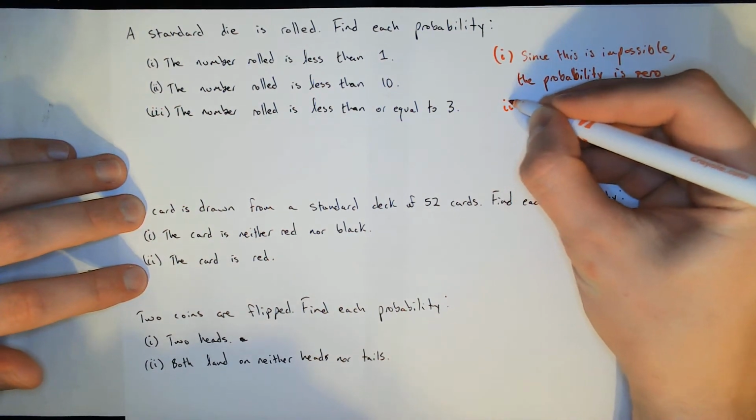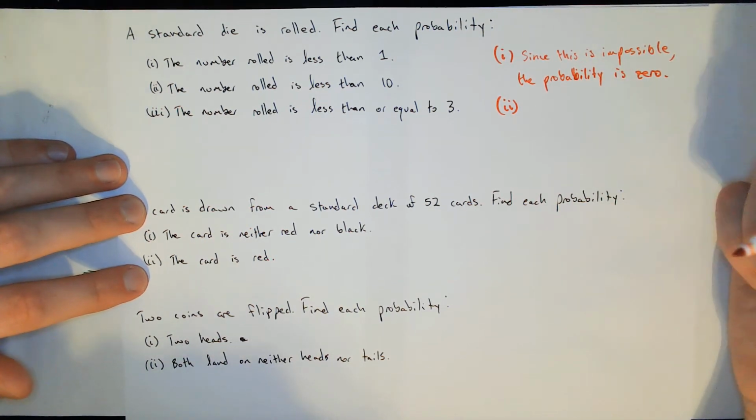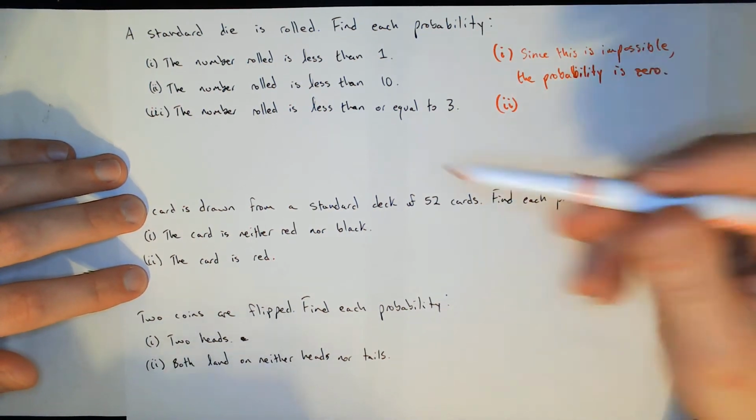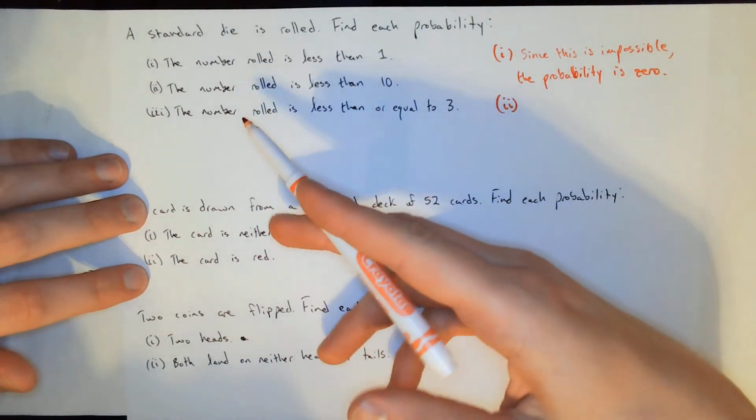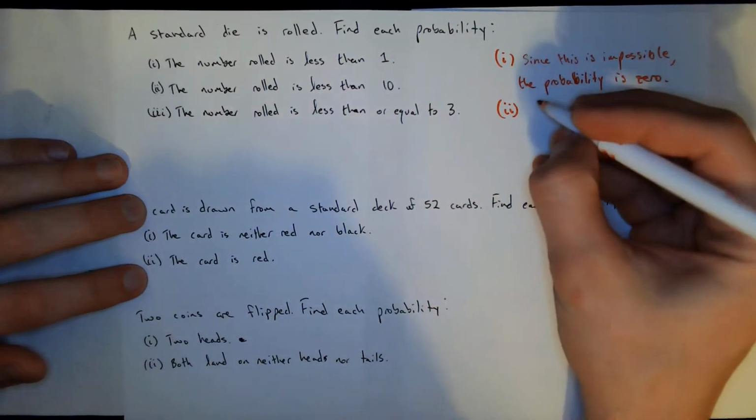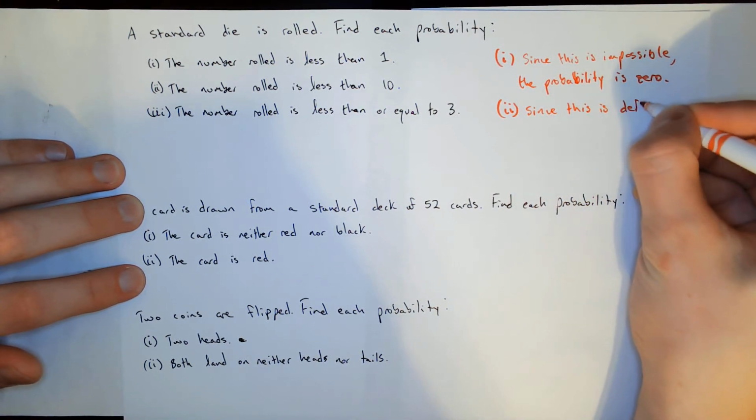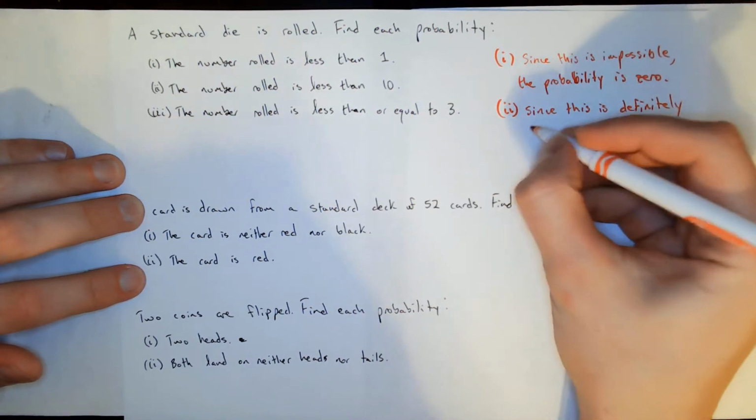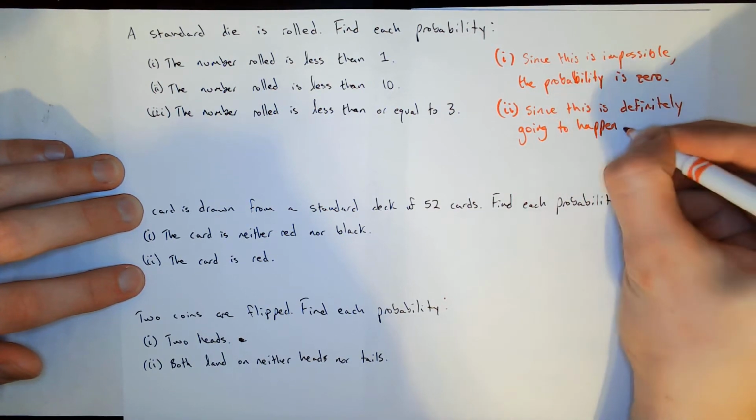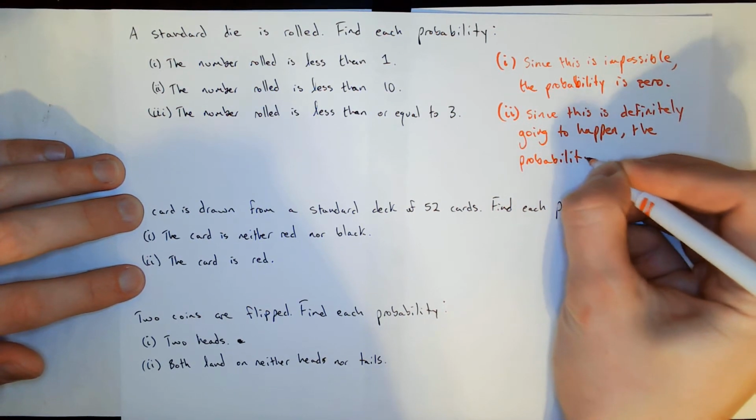All right. Part 2. So now here's the opposite extreme case. The number rolled is less than 10. Well, the numbers are 1, 2, 3, 4, 5, or 6 for a standard die. So what are the chances that the number is going to be less than 10? Well, 100%, right? So in other words, since this is definitely going to happen, guaranteed, how do we say 100%? What is 100% as a decimal number? 1.